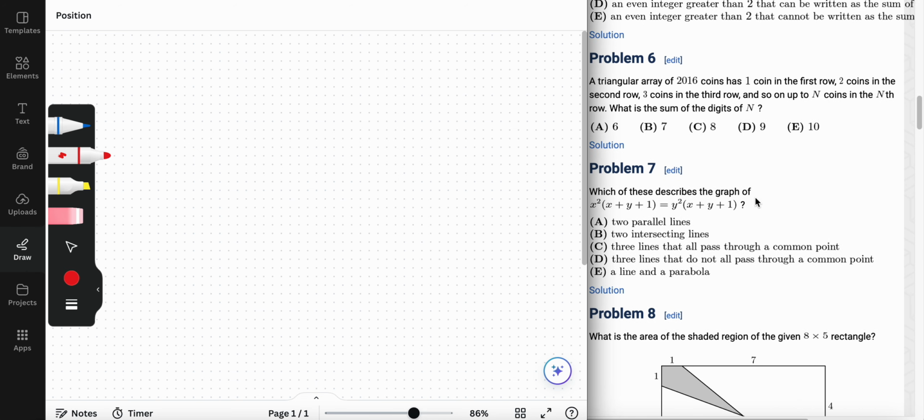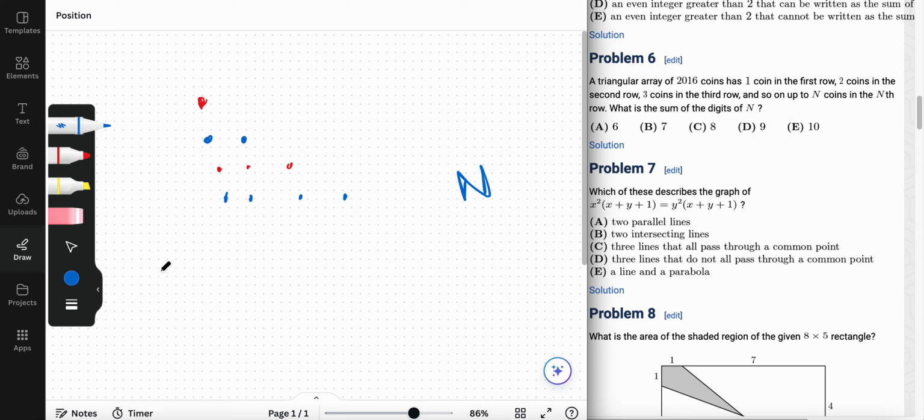Okay, number 6. A triangular array of 2016 coins has 1 coin in the first row, 2 in the second row, and 3 in the third row, and then we go up till n. So 4 in the fourth row, 5 in the fifth row, 6 in the sixth row, and so on until n. I'm trying to find the sum of the digits.